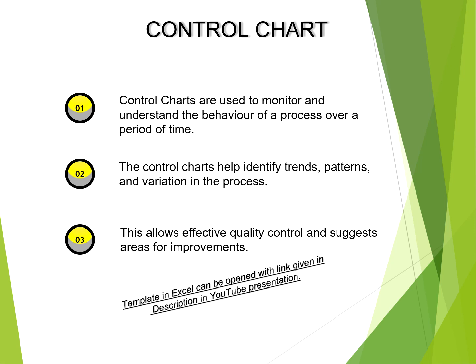Friends, just a very brief on control chart. Control charts are used to monitor and understand the behavior of a process over a period of time. Control charts help us identify the trend, patterns and variation in the process. And once we know it, then of course we know the areas of improvement and how to make our quality control more effective.